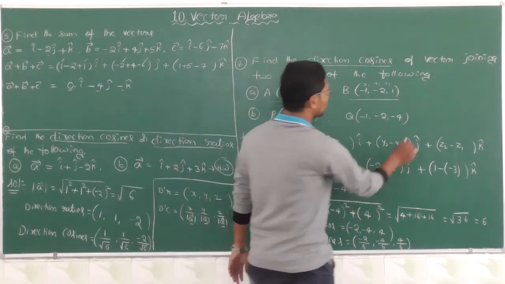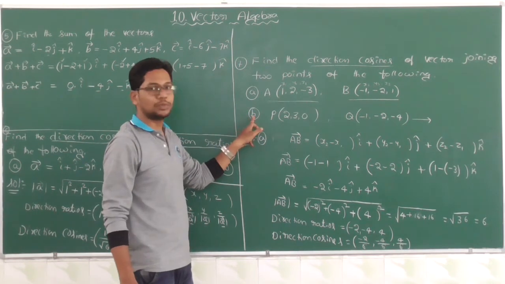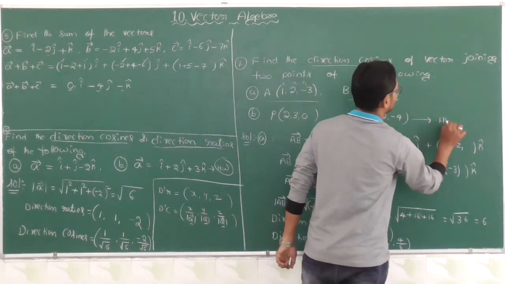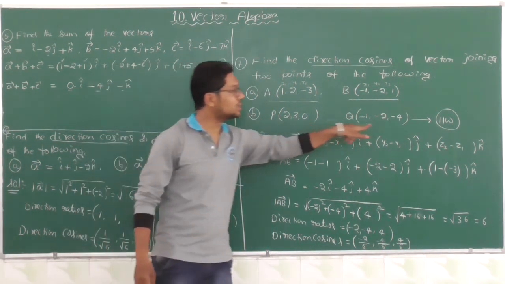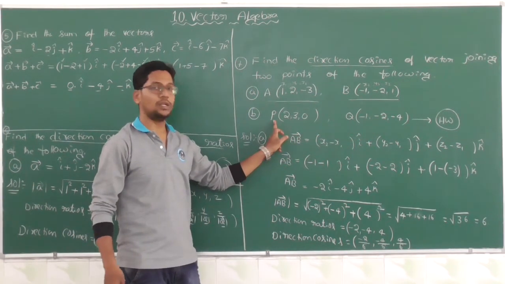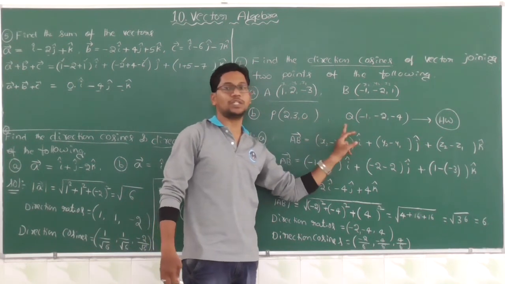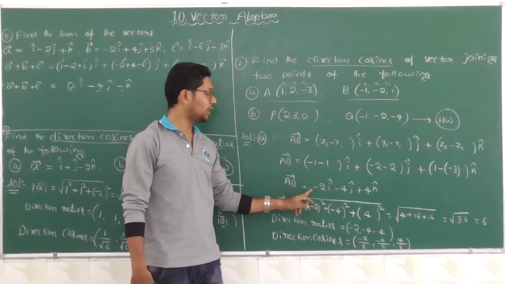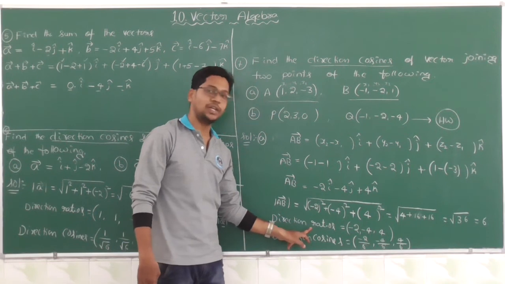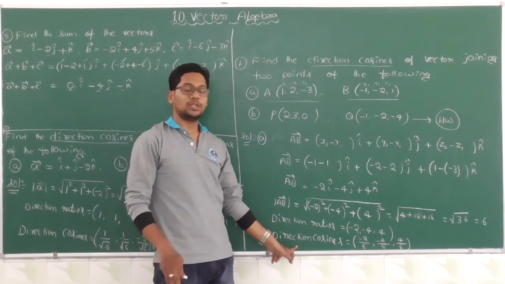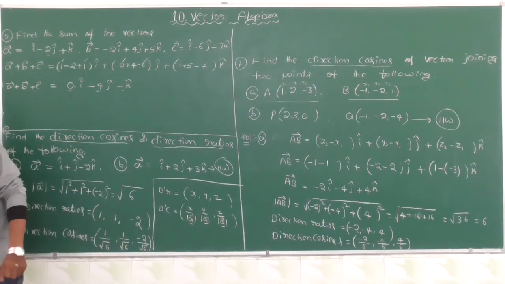Here we have the second question, question number B. It is homework for you. Here the point P is given and the point Q is given. You just find the PQ vector. PQ vector is Q minus P. After that we will get the vector like this. After that find the magnitude. After that write the direction ratios. After that write the direction cosines. I hope you understand this.